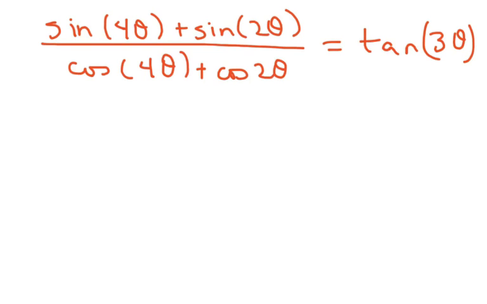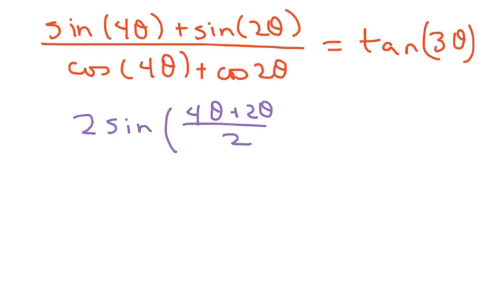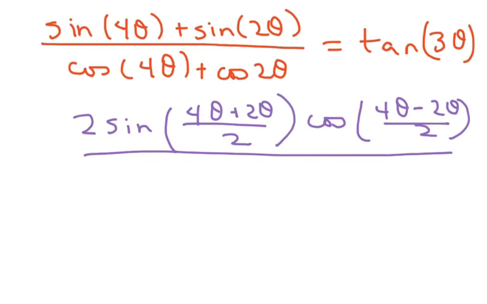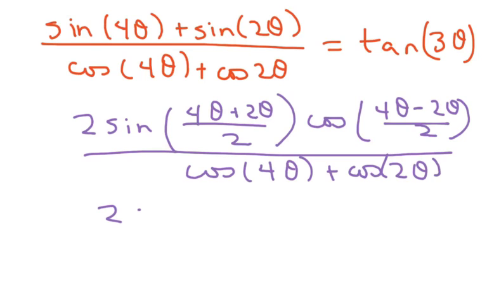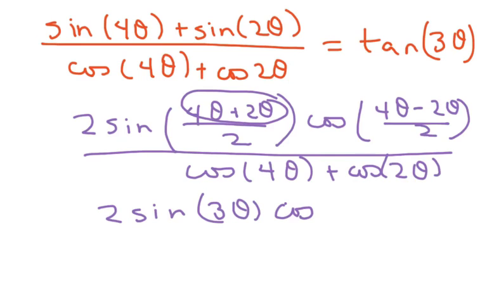So what I'm going to do is work on the numerator up here on the left side. And this equals 2 sine of 4 theta plus 2 theta over 2 times cosine of 4 theta minus 2 theta over 2, all over my common denominator, which is cosine of 4 theta plus cosine of 2 theta. Now let's clean up the numerator a little bit, and we're going to get 2 sine of 3 theta, because this is just 6 theta over 2, which is 3 theta, times cosine of theta.